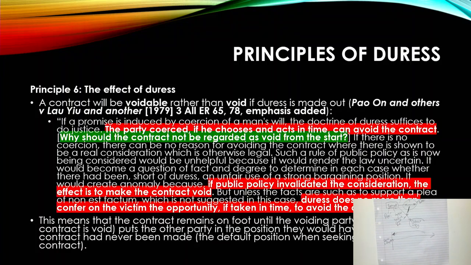Okay? So the court says that's designed to create certainty, so that until we say the contract is void, it stays on foot and can be enforced. So that will then allow, if the perpetrator of the duress tries to enforce the contract, the other one to raise a defense of duress. Okay, then it will come before the court.